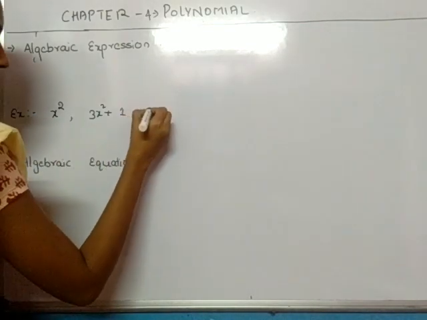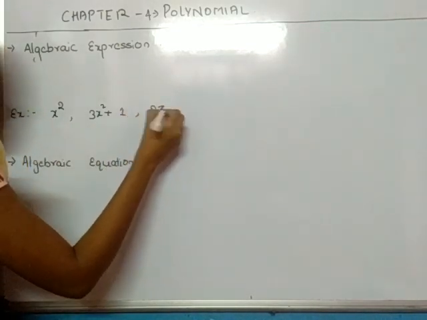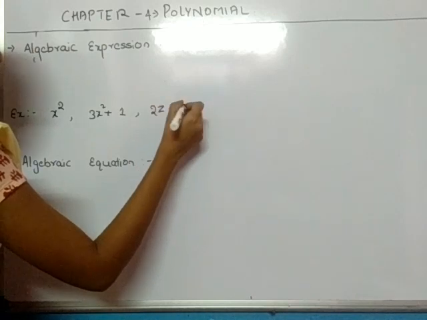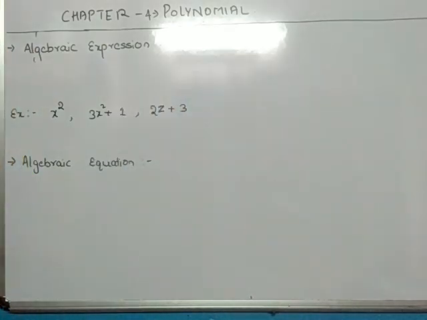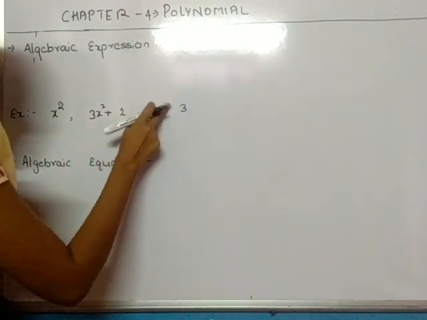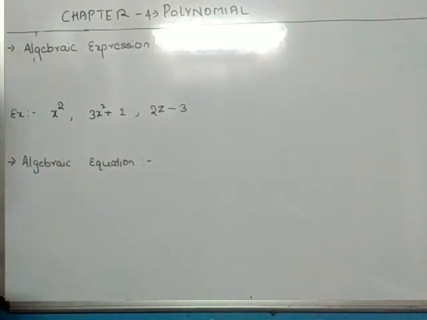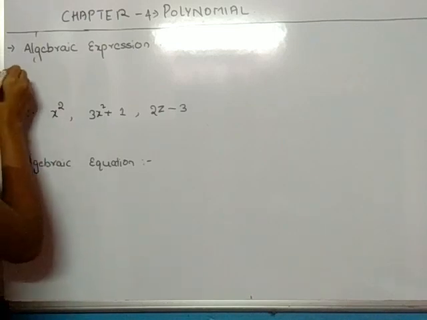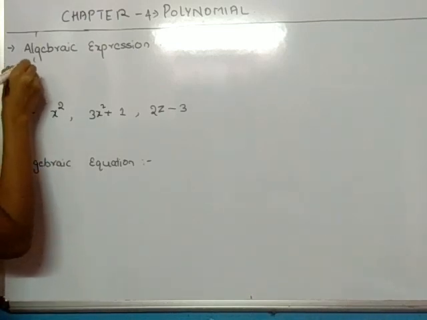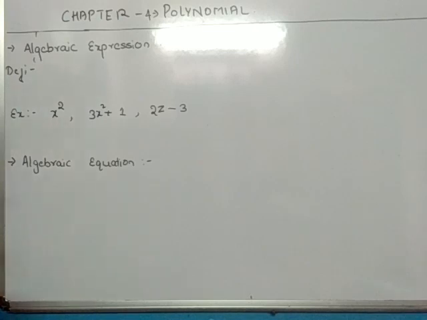We'll see some more examples. 2z plus 3. Even this is also an example of an algebraic expression, or you can check the subtraction sign also, right? These are some examples for an algebraic expression. You can write some more examples. Here I have explained only 3 examples, right? So we'll write the definition for algebraic expression.